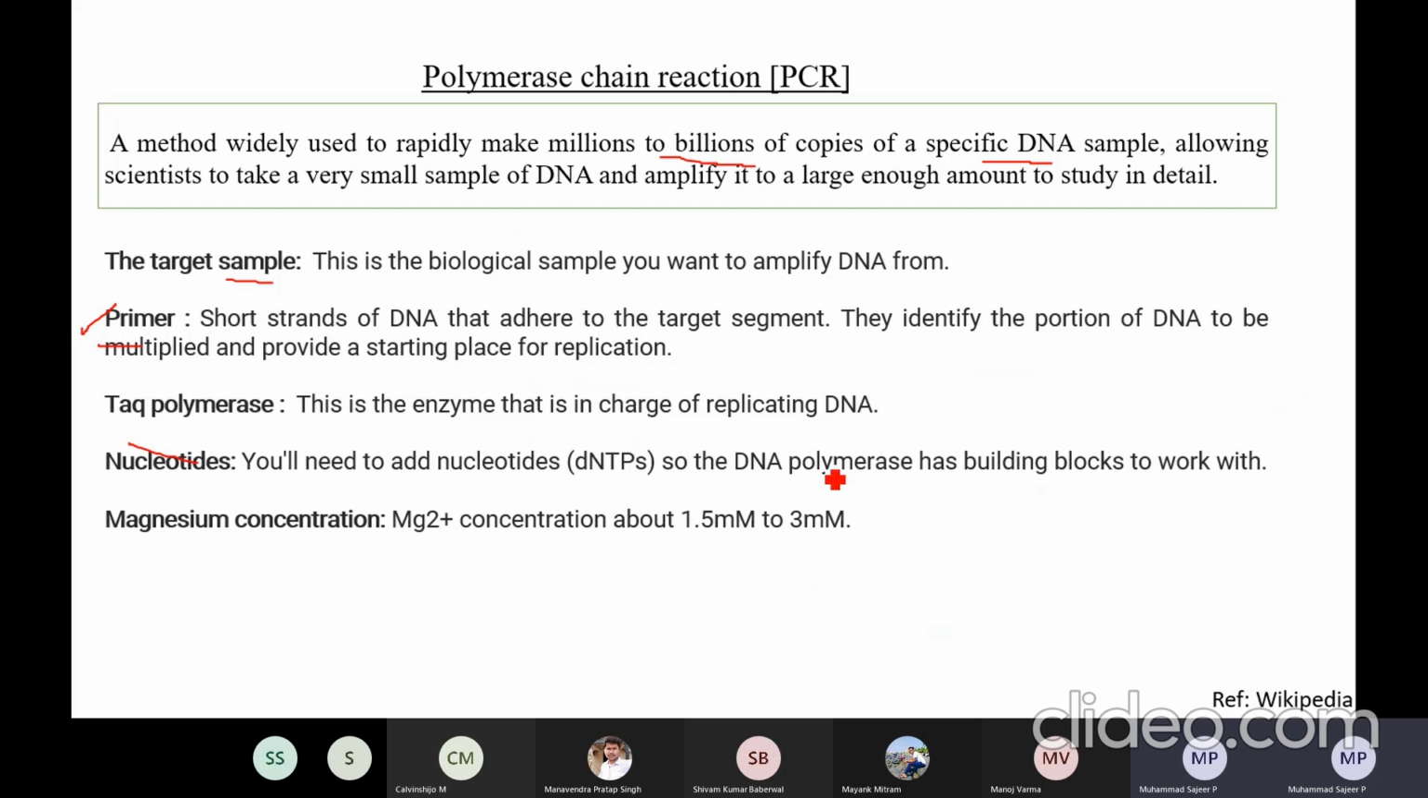There will be a forward primer and a reverse primer, which run in opposite directions. The forward primer and reverse primer will start synthesis with the help of a DNA polymerase enzyme. There will also be some magnesium, because it acts as a cofactor for that enzyme.